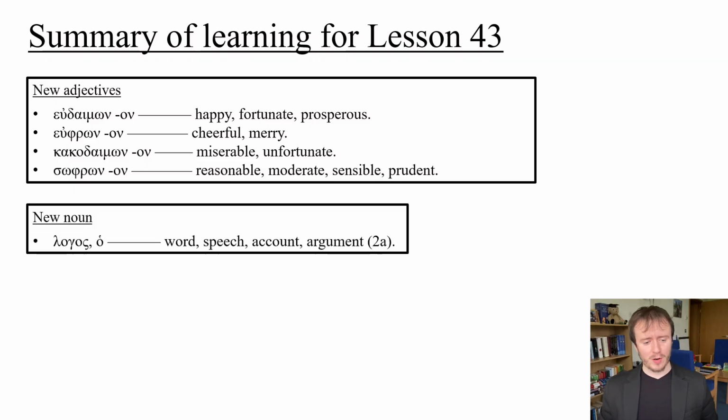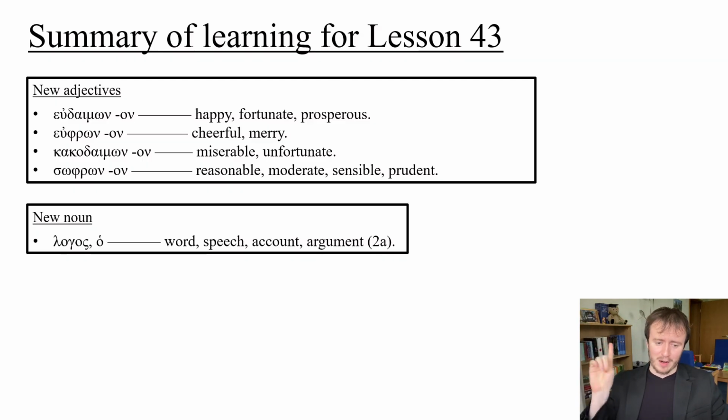And I've put the noun logos as a noun to learn. It's shocking that I haven't introduced this already. I know we have seen it already, but I haven't put it as a noun to learn yet. Logos is an incredibly important Greek noun. It's a 2A noun, and it has a lot of meanings. 4 of the most important meanings are word, speech, account, and argument. And those are the 4 that I've given here. But it can mean other things too, and I encourage you to look up logos in a Greek dictionary.